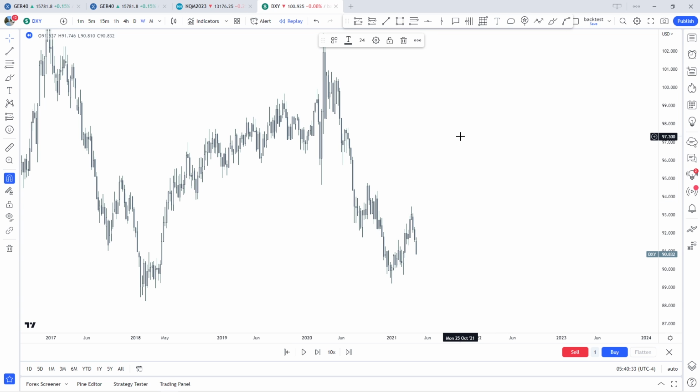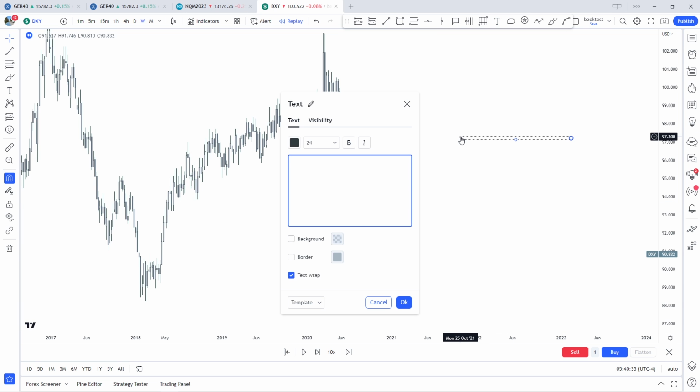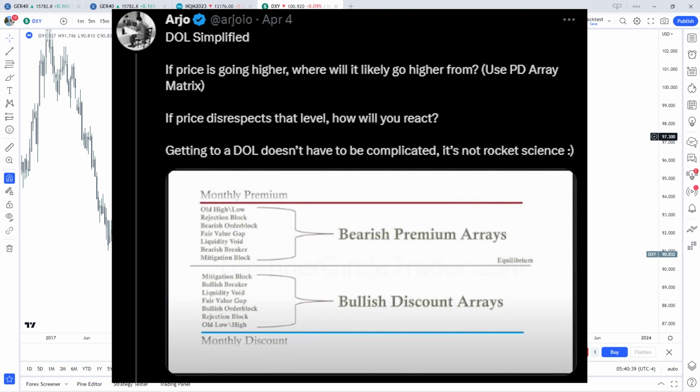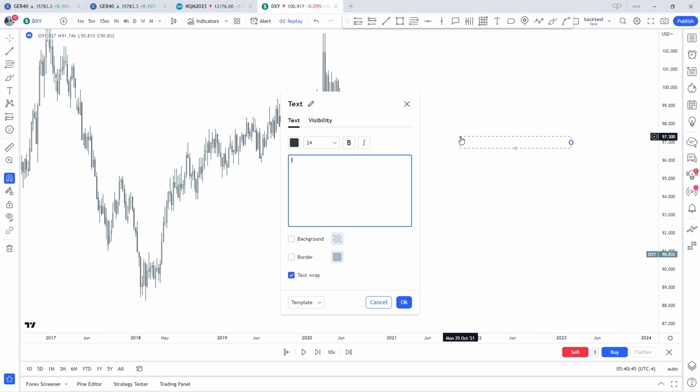You might have seen my tweet on this subject as well. I placed a tweet, I'll pop it right here on the screen. And it says, draw on liquidity simplified. The only thing you need to know is, if we are going higher, where are we likely going higher from? That's the major question I ask myself if I'm expecting bullish prices.